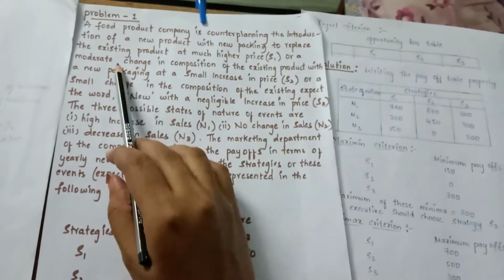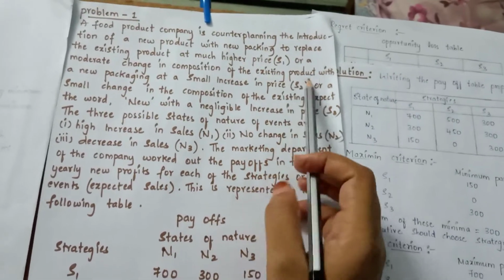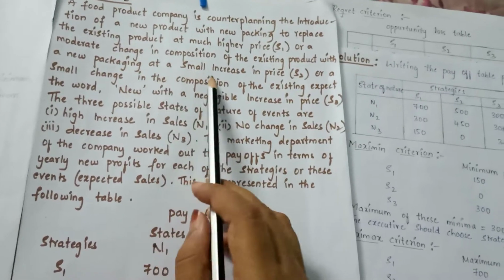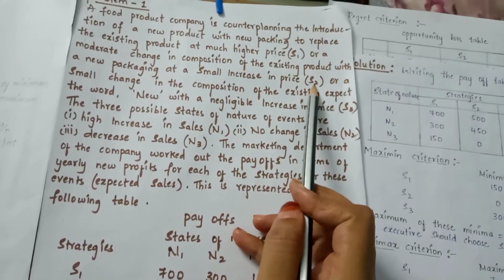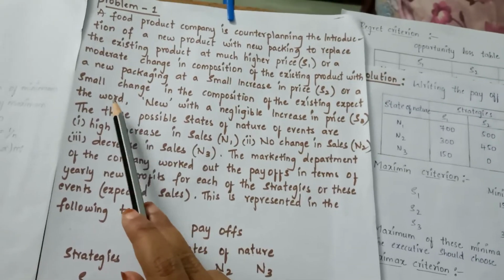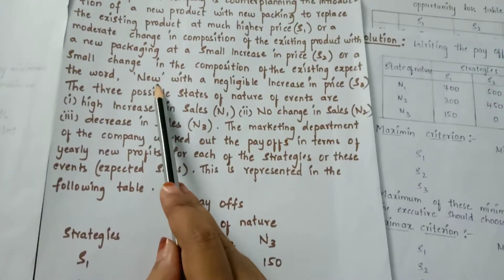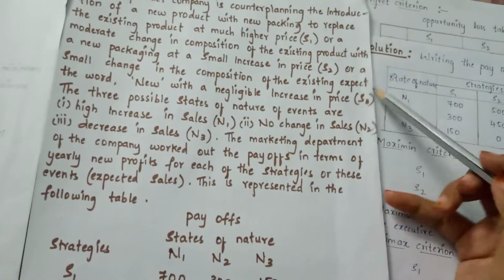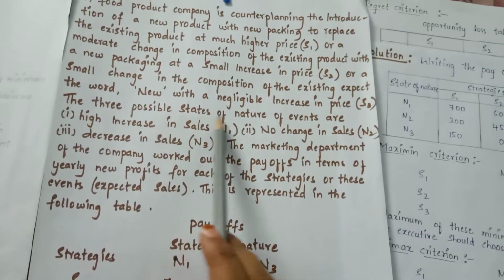And the next is a moderate change in the composition of the existing product. They want to change the existing product with the new packaging at a small increase in price, that is S2, the second strategy. Or a small change in the composition of the existing product except for the word new. They want to add the word new with a negligible increase in price, that is S3. These are the three strategies given, students. The three possible states of nature.